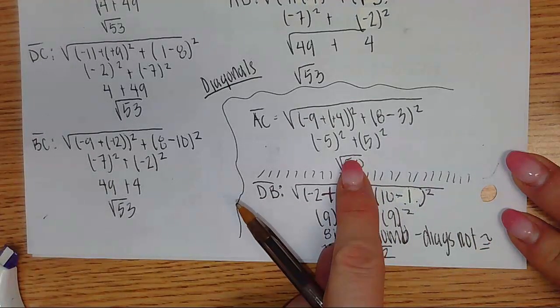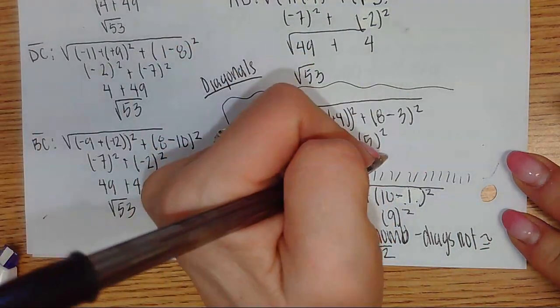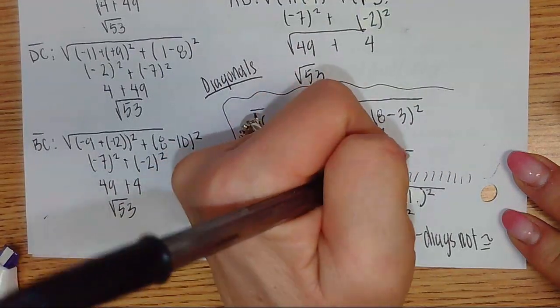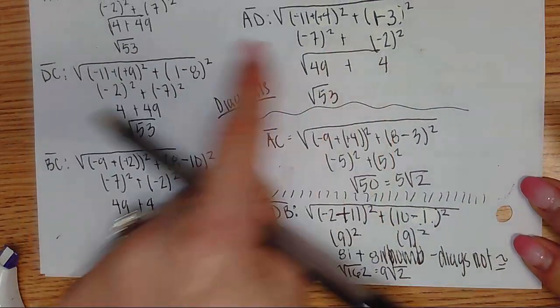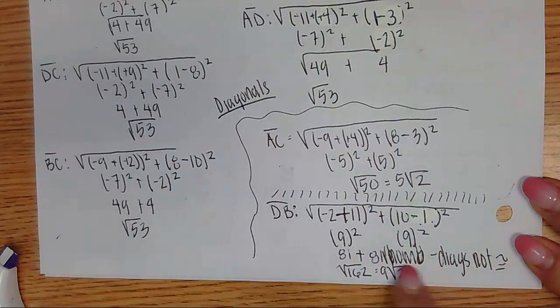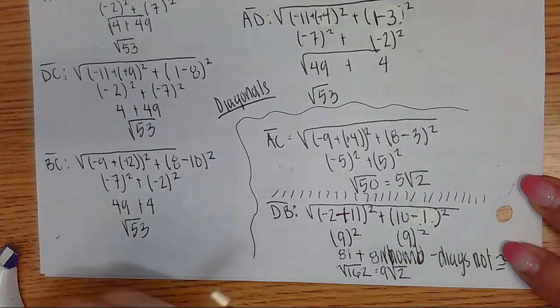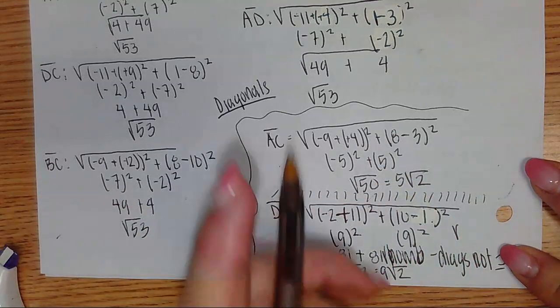which is not the same as rad 50, which technically would be 5 rad 2. So it would be a rhombus. All four sides are congruent, but the diagonals are not congruent. So a rhombus, which it's hard to read my writing here.